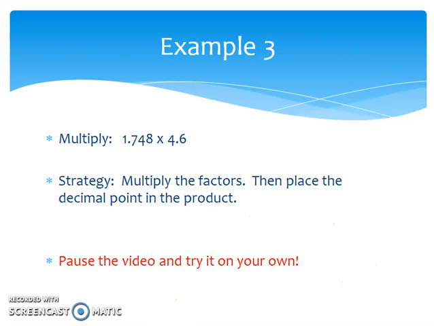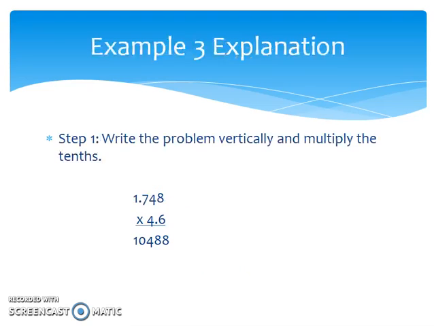All right, let's move on to example 3. We're going to multiply 1 and 748 thousandths times 4 and 6 tenths. You're going to multiply the factors and then you're going to place the decimal point in the product. I want you to pause the video, try it on your own first, and then we'll work on it together. So pause your video now, please.